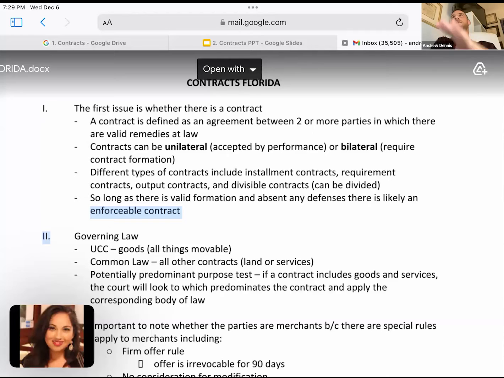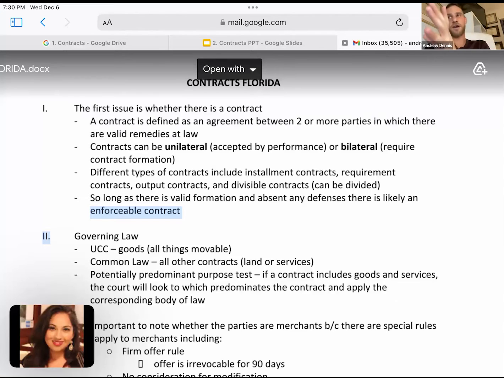When I say it depends, I mean that the majority answer is the rule of law here: we're going to apply the predominant purpose test, and common law or UCC will apply to the entire contract. We'll just say they're all wrapped together, kind of like if you remember from secured transactions, accession or commingling, like it's all bundled together. Whatever predominates, that body of law will apply to the entirety of the contract.